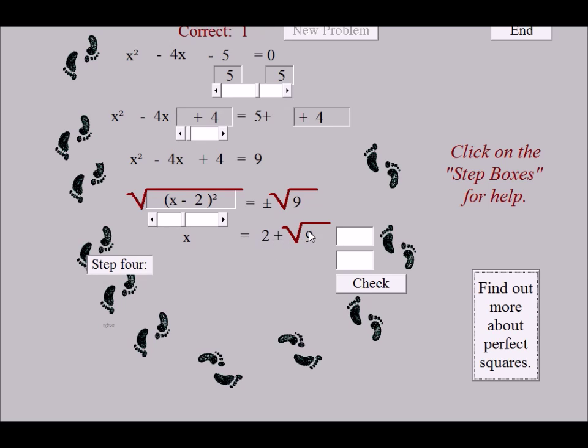But radical 9, we know what that is. It's 3, so it's either 2 plus 3, which would be 5, or 2 minus 3, which would be negative 1. Now, if we had factored this up here and solved it by factoring, we would have gotten the exact same numbers. Isn't that weird?